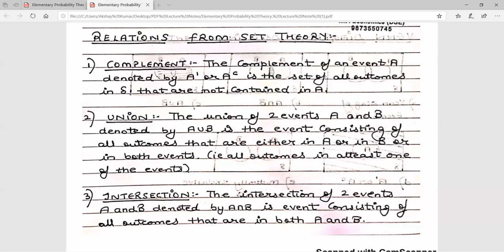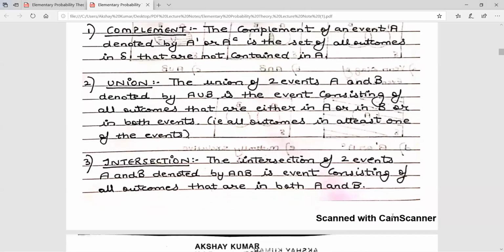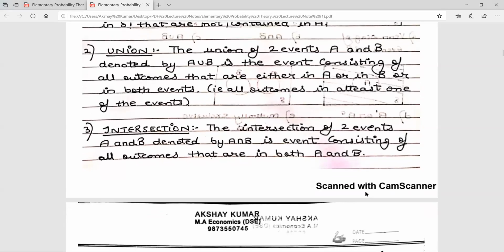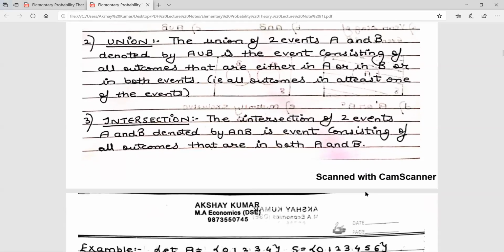Okay. Then what is meant by intersection? The intersection of two events A and B, denoted by A intersection B, is the event consisting of all outcomes that are in both A and B. Set of outcomes that are in both A and B. So when I talk about union, it means or. When I talk about intersection, it means and.